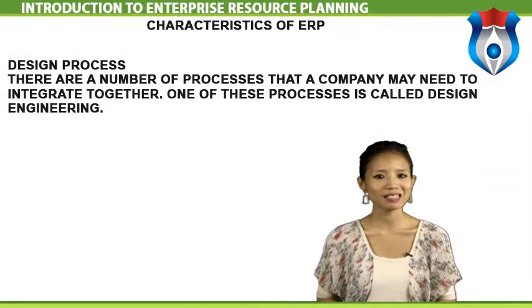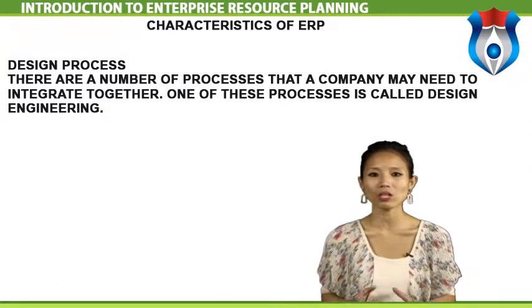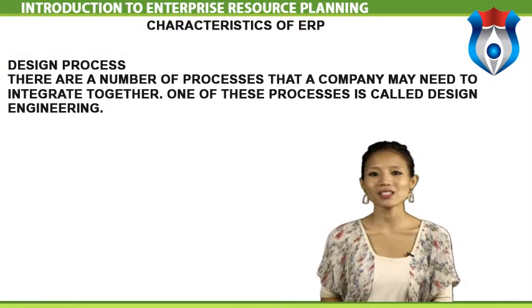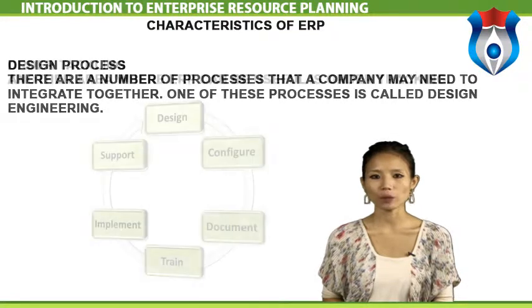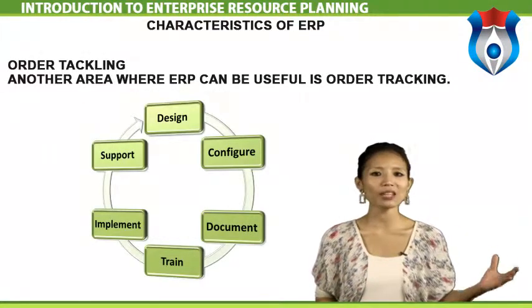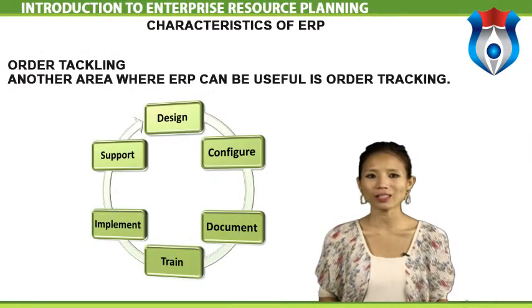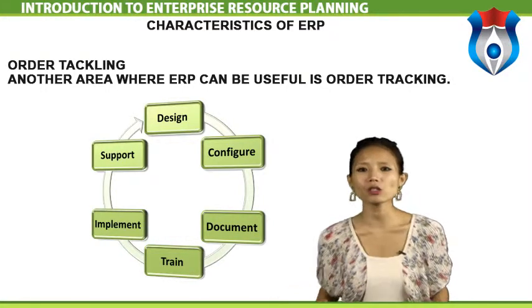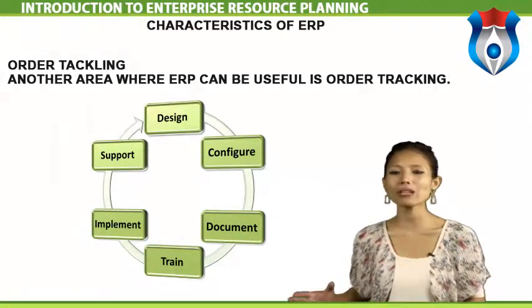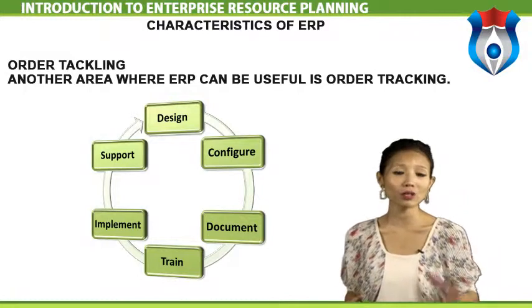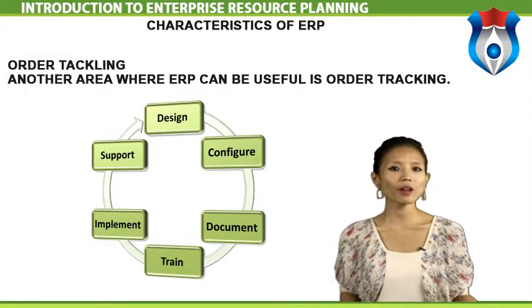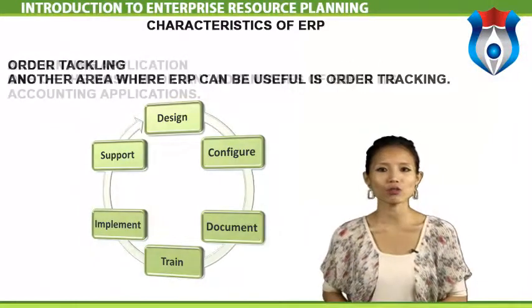There are a number of processes that a company may need to integrate together. One of these processes is called design engineering. Another area where ERP can be useful is order tracking. When companies receive orders for a product, being able to properly track the orders can allow the company to get detailed information on their customers and marketing strategies.